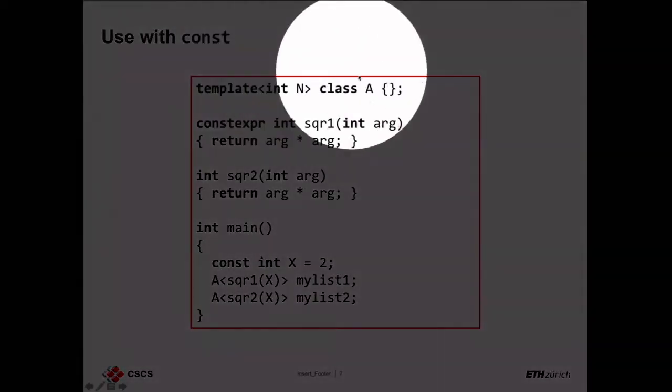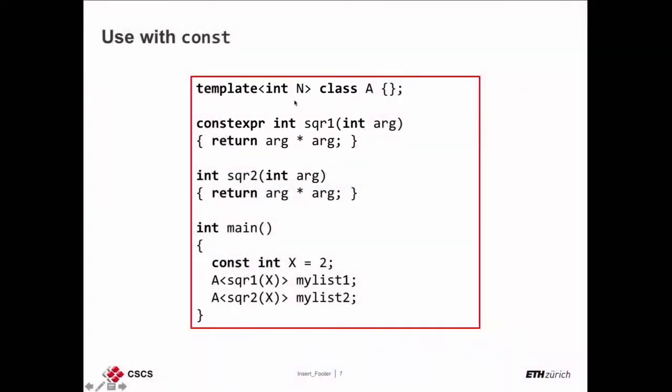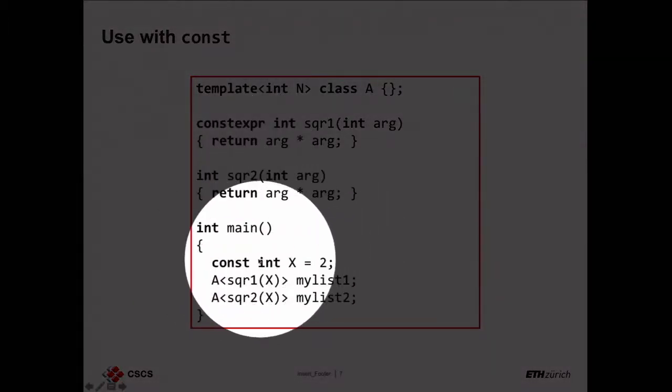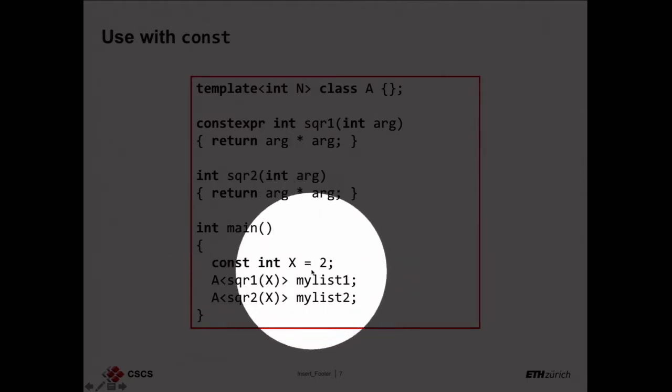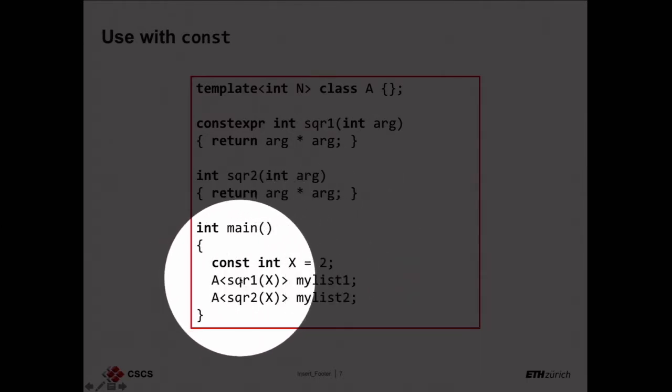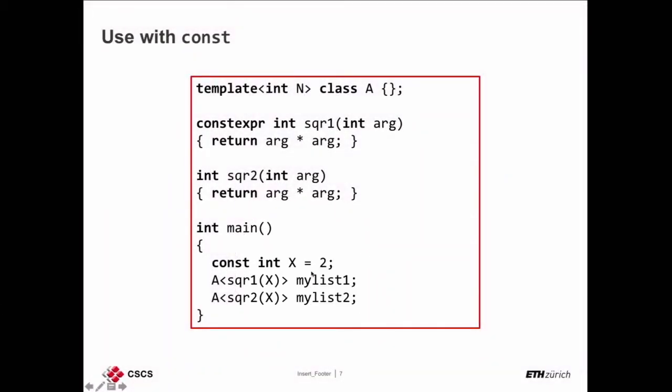And I have a class A, which is templated with a number. And now I want to instantiate my class, so I have a const int x equal 2. And then I do A of sqr1(x), and I instantiate my class with that. And that actually works. So this sqr1(x) is evaluated at compile time, will return 4, and I will instantiate A with 4. But the second one will not work, because I can call sqr2 with x, but not in this context here, because here I need the compile time value in order to instantiate the template.